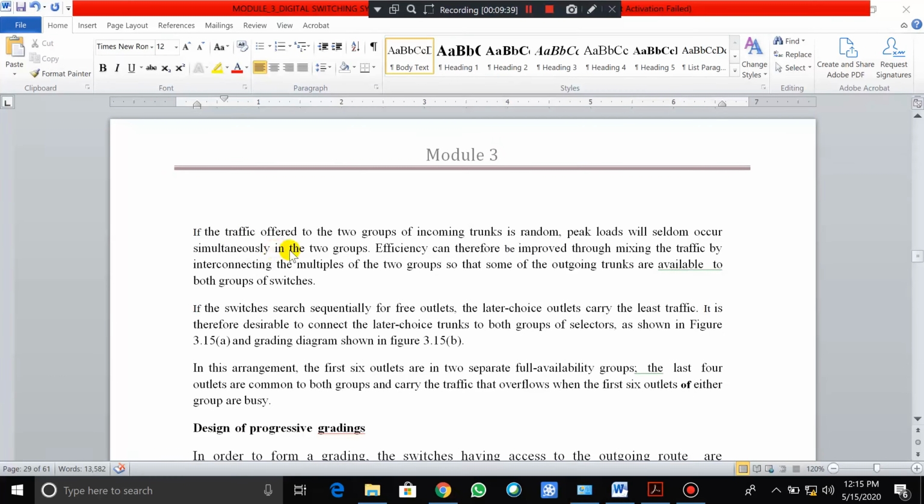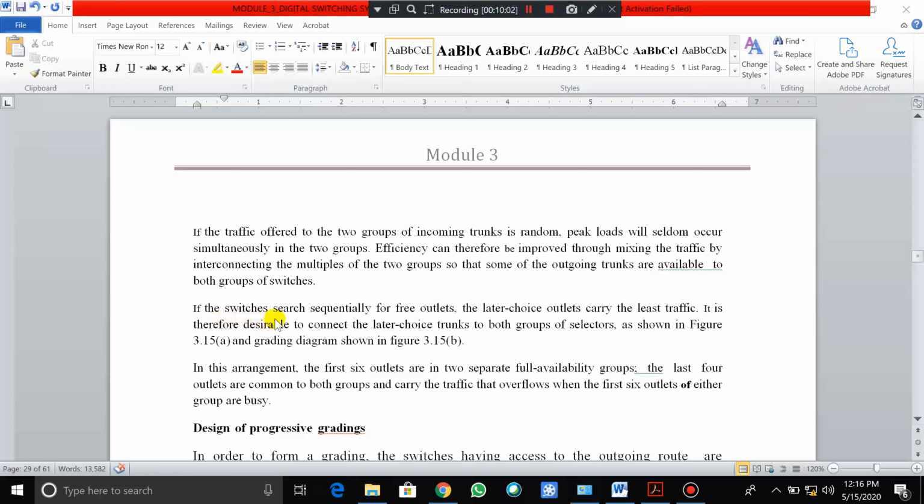So if the traffic offered to two groups of incoming trunks is random, a peak load will occur randomly and not simultaneously in the two groups. Efficiency can therefore be improved by mixing the traffic, through interconnection or multiples of the two groups, so that the outgoing trunks are available to both groups of switches.